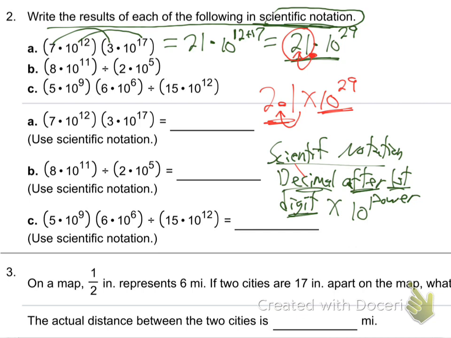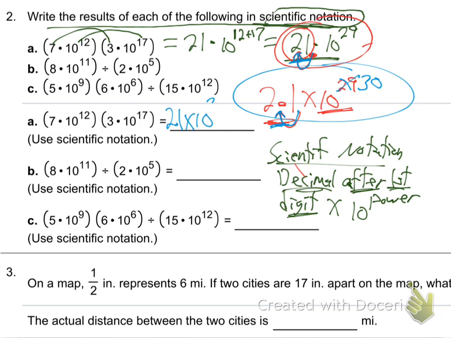We're trying to make this number right here look different without being different. I've got to change the way it looks without changing its actual value. Well, how do I do that? Well, when I moved the decimal back one place here, I made that number smaller, right? It went from 21 to 2.1. That's smaller. So if you make that part smaller, you've got to make this part bigger so that overall you haven't changed the number. There's the answer, 2.1 times 10 to the 30th.